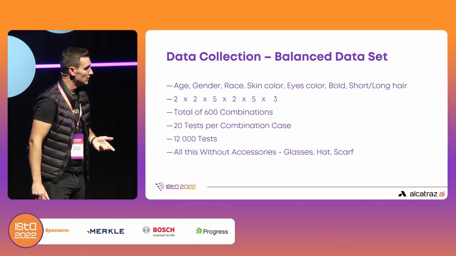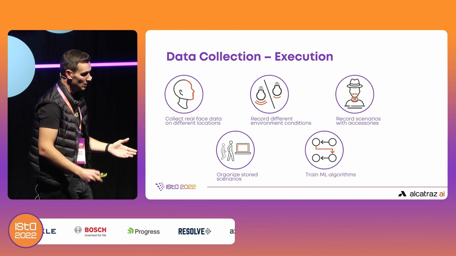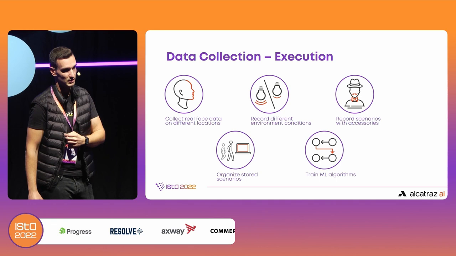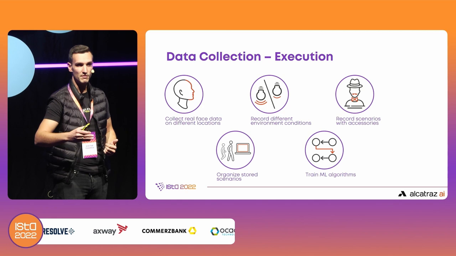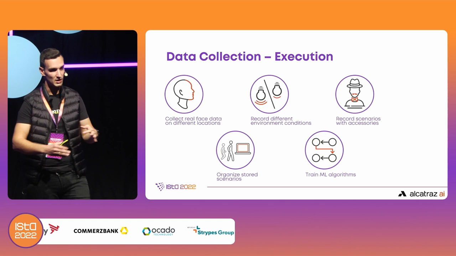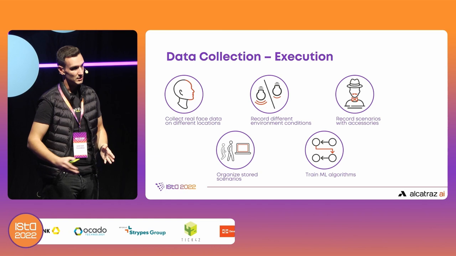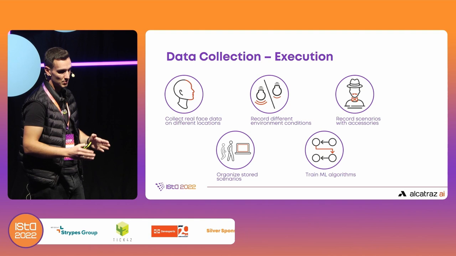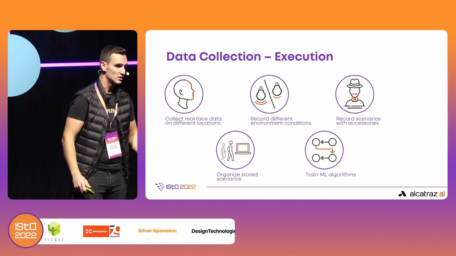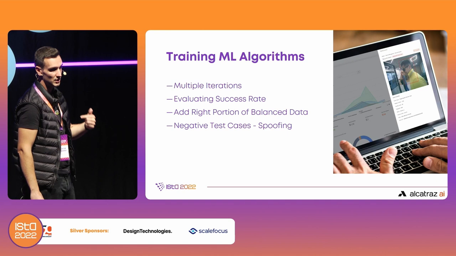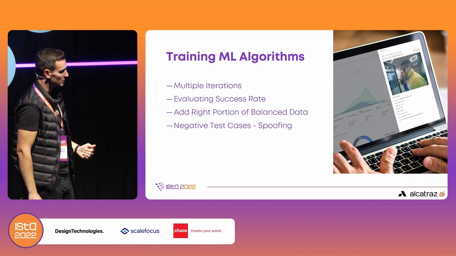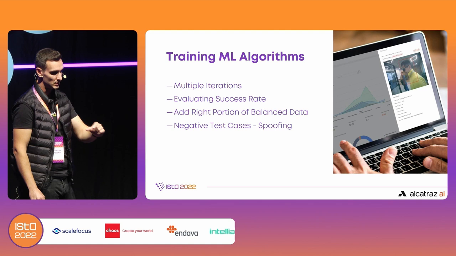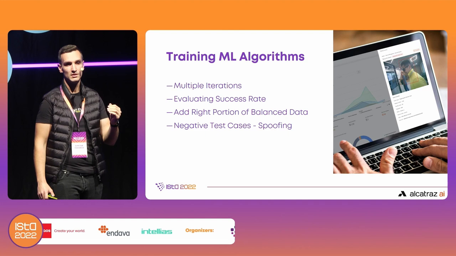So how do we execute the data collection? We do it in different locations because there should be diversity. We collect real face data, we invite actors, and we collect a couple of hours of a lot of scenarios in different conditions, different accessories, so we can have correctly classified, correctly balanced data, and diverse data at the same time. We organize and store this data appropriately so we can easily approach the training part of the algorithm. How do we do the training? We have multiple iterations. On each iteration, we add the right portion of balanced data. After that, we measure the success rate. And then, if we are happy with the success rate, we continue to the next phase. And we have multiple iterations where we add the right portion of balanced data to make sure that the success rate remains the same as initially and as we want it.